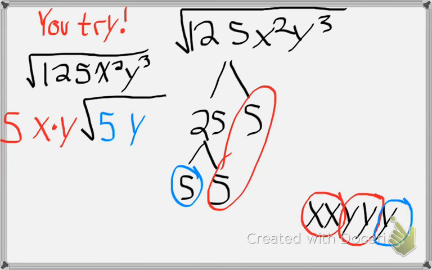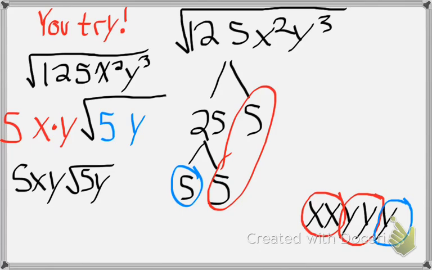So once you have everything on the outside, you just multiply them together. So the answer to this question, let's go ahead and finish this question, is going to be 5xy, 5 times x times y, times the square root of 5y. That's going to be the fully simplified version of this radical.